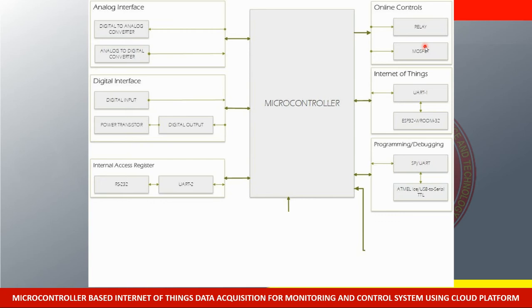So relay, ibig sabihin, we can control high voltage devices such as AC, no? It can work on DC as well, pero for this specific application, parang mas reliable siya for AC connections. And we have MOSFET nga for relay. We have MOSFET pala for DC voltages.